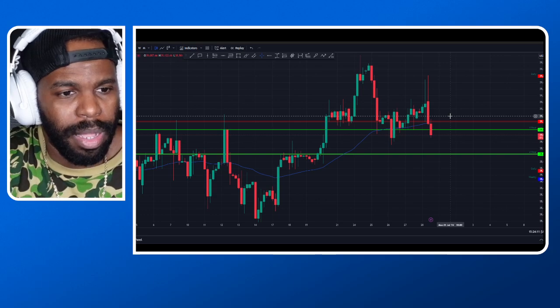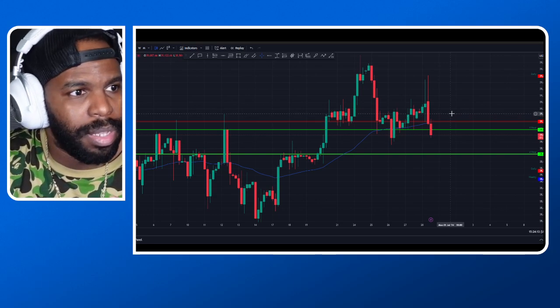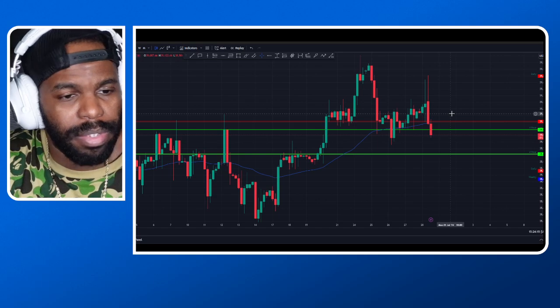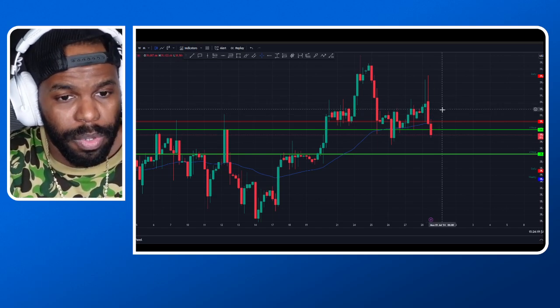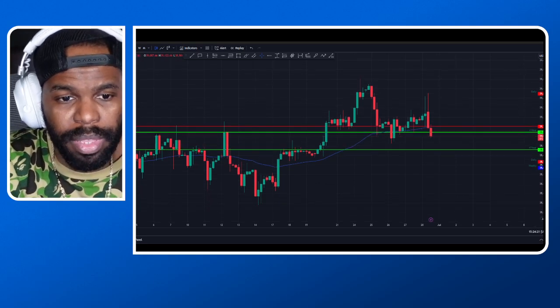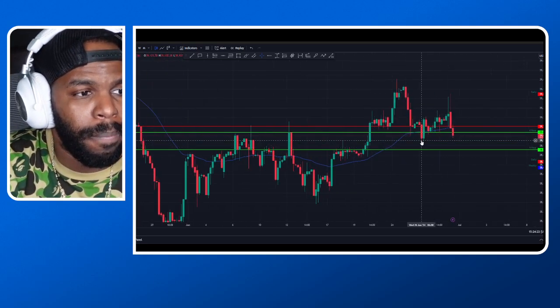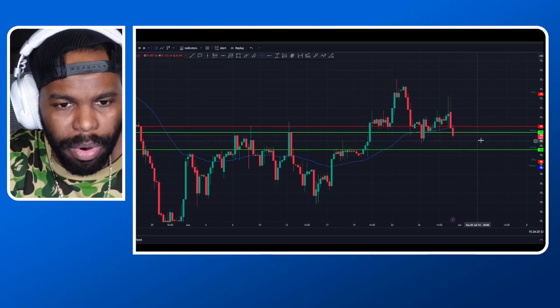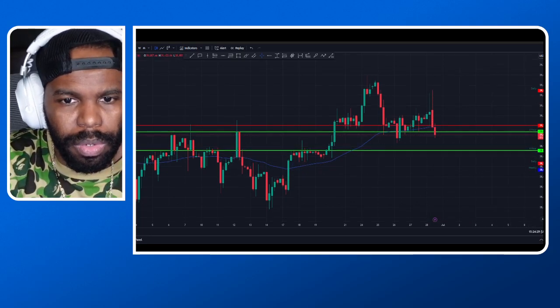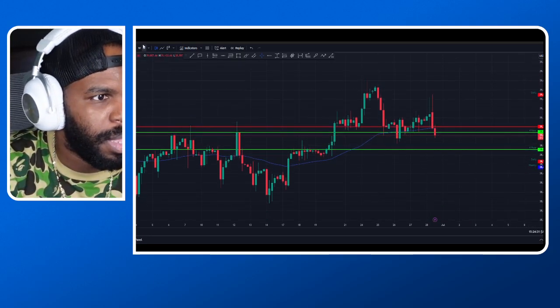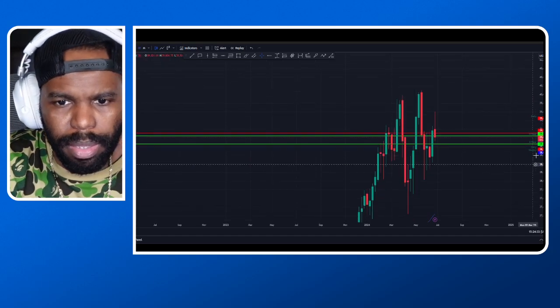That's why you have to look at the higher time frames, like the weekly, the daily, and the 4 hour, to figure out where the market is headed. Are you in a downtrend or are you in an uptrend? That's the most important thing you need to do before you start taking trades off of these support and resistance levels.